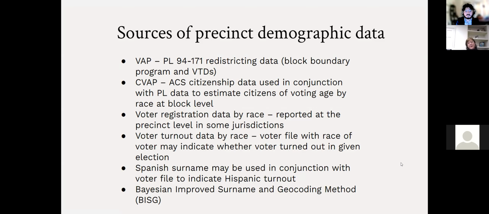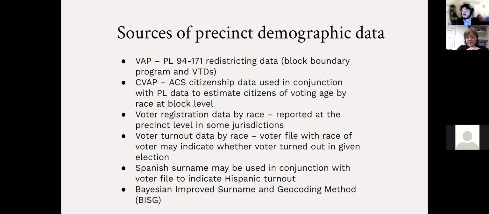Okay, here's the crux of this. Where are we going to get this data? Where are we going to find out the demographic composition of the precincts? This is the most complicated part, and we can see that there's a whole lot of options here. The closer you can get to the actual electorate, the better the analysis will be, the more accurate the analysis will be. So ideally, you want to be able to look at the racial composition of the actual turnout, of those people who turned out to vote.